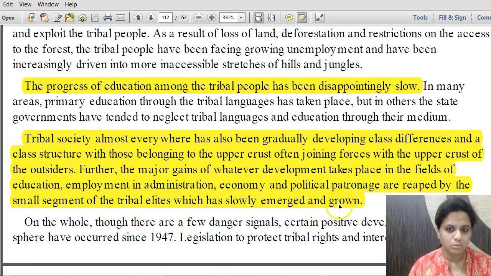So this is also an issue which we are facing presently too. The way we have a creamy layer in OBCs, should there be a creamy layer in SC and ST is a question. So here you can see Bipan Chandra speaks of tribal elites too. Wherever there is reservation, they take up the benefits, and the general tribal population for whom the benefits are intended do not benefit out of it.